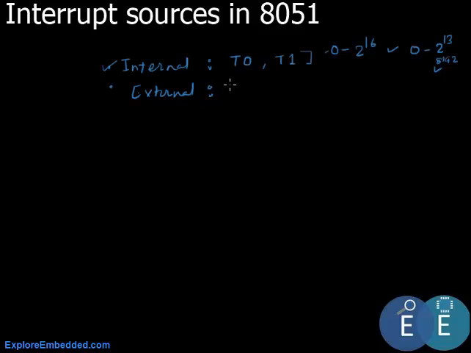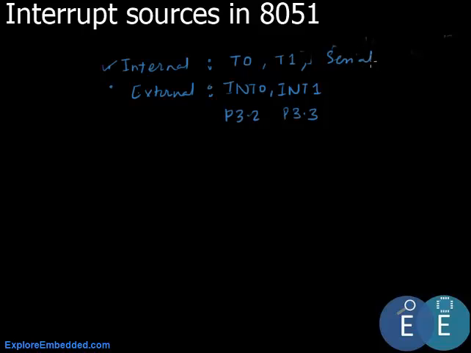There are external interrupts which are called INT0 and INT1, and these are physical pins on the microcontroller. If you remember the pin diagram, pin 3.2 and pin 3.3 are sources of external interrupts for the microcontroller. Apart from these two, there is also another internal interrupt which is caused by the serial communication or the UART. We can call it the serial communication interrupt.